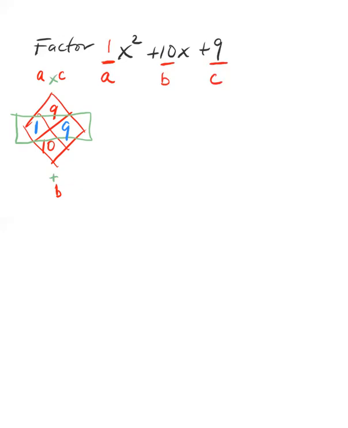So this is my A and my C. 1 times 9 gets me this AC up here. The 10 just comes down here. So the A and the C come here, and this B comes down here. So the answers are actually in the green box.